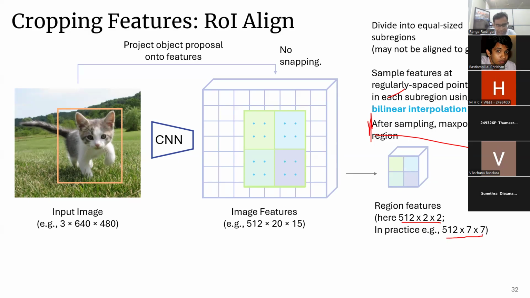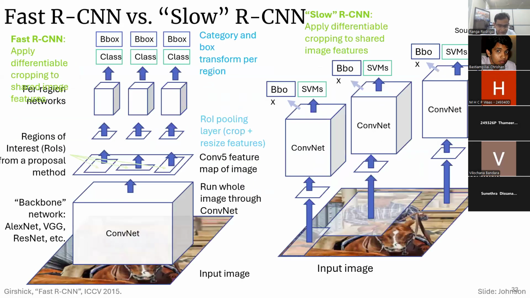I hope you can understand the difference between ROI pooling and ROI align. In ROI pooling, the grid snapping is there. Regions of different shapes have been snapped. In ROI align, the grid is divided into subregions of the same size, and bilinear interpolation is used to get the numbers and then do the pooling.